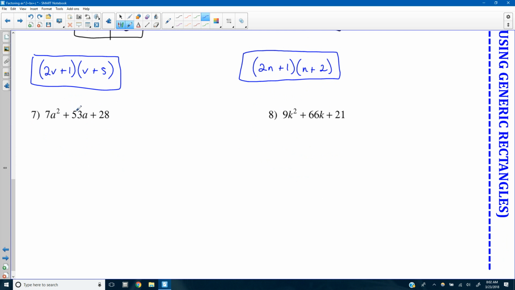Number 7, 7a squared plus 53a plus 28. Is there a common factor? Almost. These can divide by 7. 53 cannot. 63 could, but 53 cannot. So we're stuck with these.